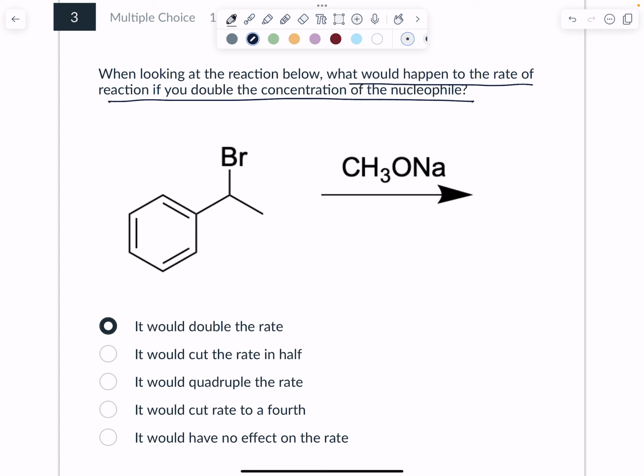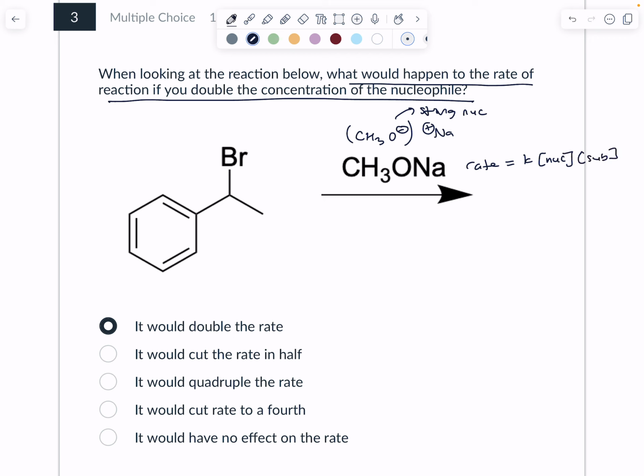Okay, when looking at the reaction below, what would happen to the rate of reaction if you could double the concentration of the nucleophile? So before we can talk about the rate of the reaction, we have to decide which reaction this is. So this is CH3O minus with Na plus. This is negatively charged, so this is a strong nucleophile. So this is either going to be SN2 or E2. What's nice is you actually don't have to figure out if it's SN2 or E2 because the rate of those is the same. It's k times the nucleophile and the substrate.